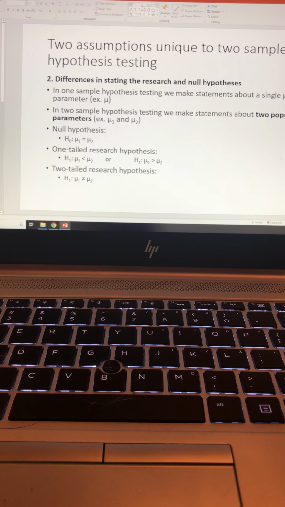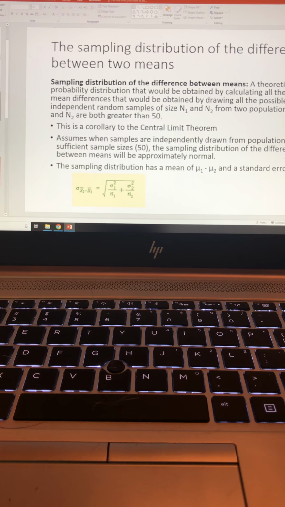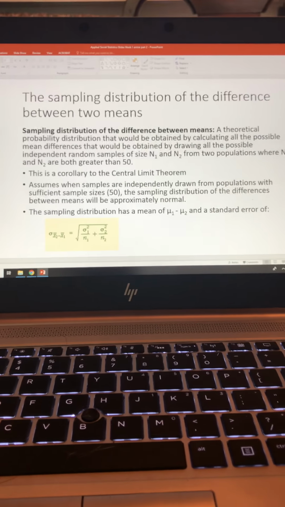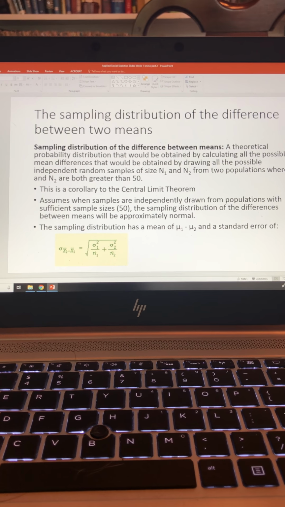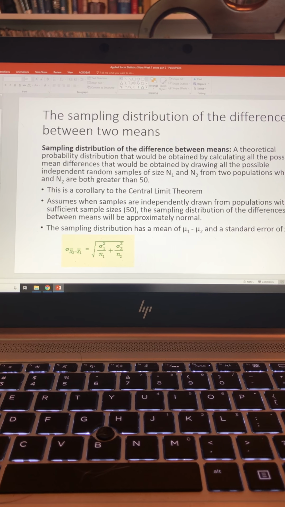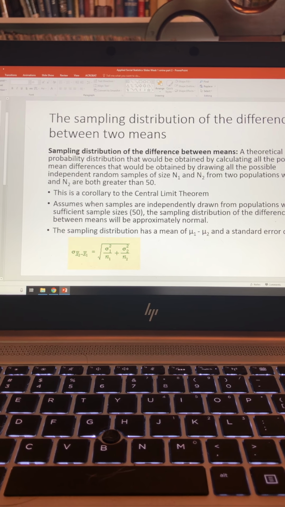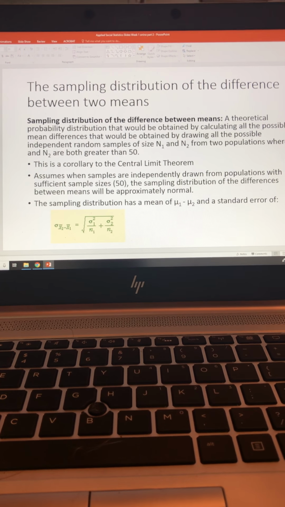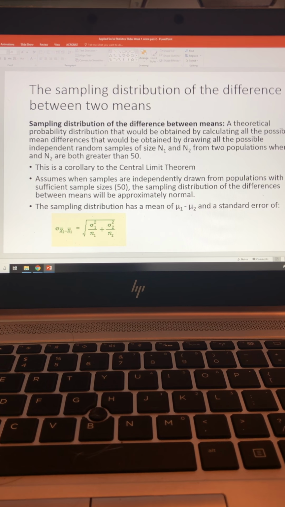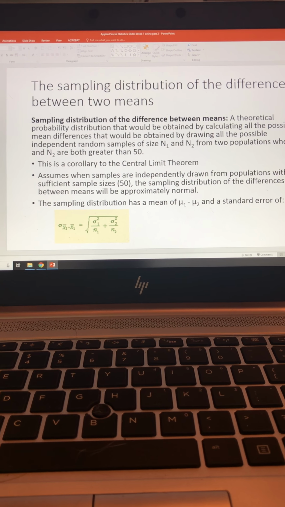Okay, good on that. So perhaps the trickiest slide in today's lesson, but if you think about it, I hope it will become clearer if we tease it out a little bit. It's definitely the fuzziest slide: the sampling distribution of the difference between two means.